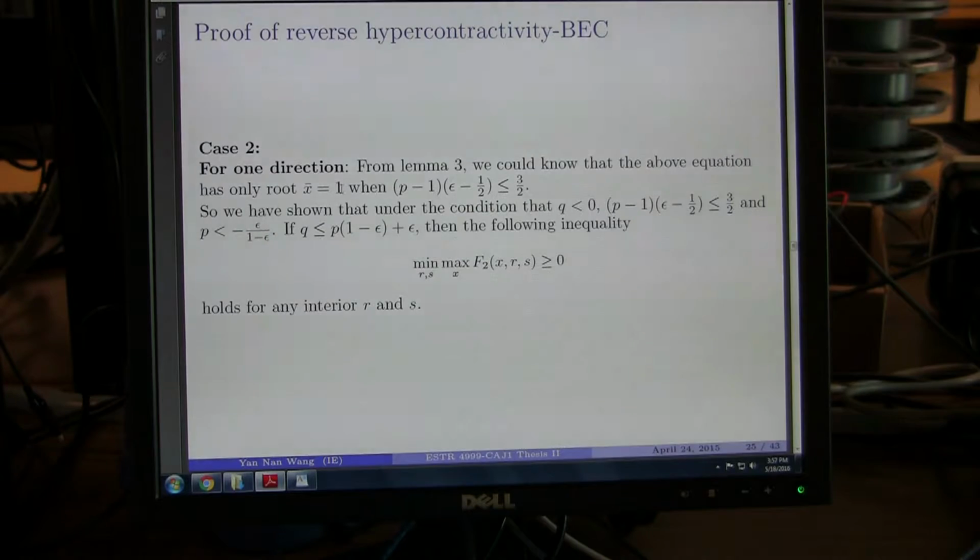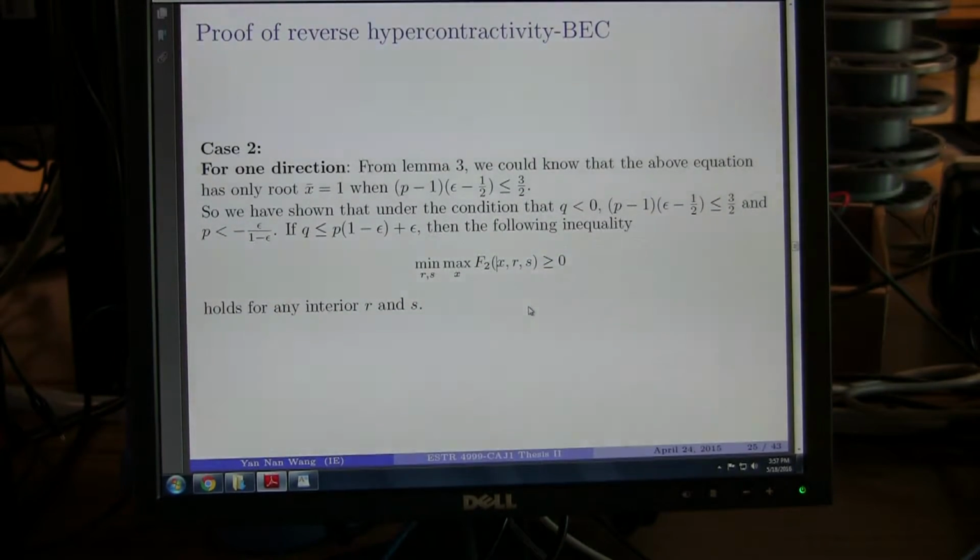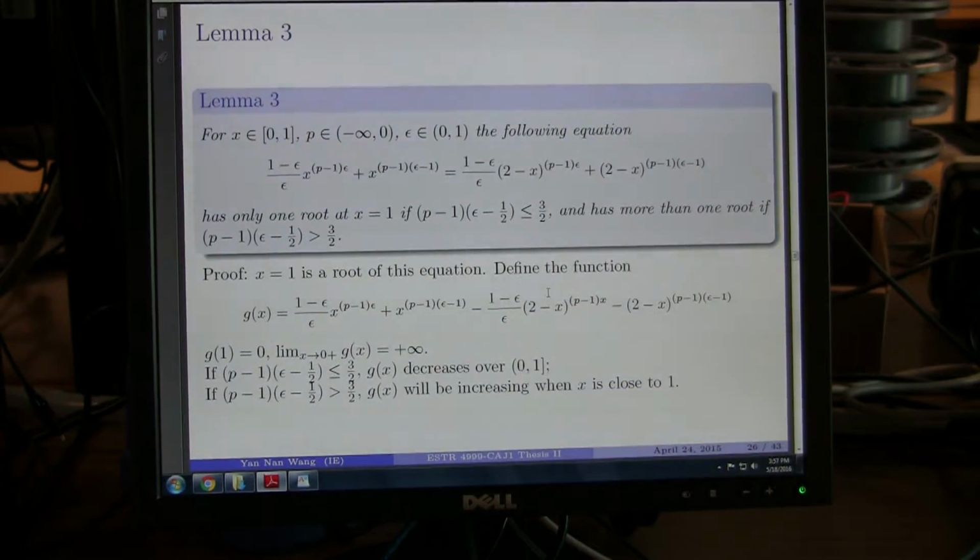This is because the root x equals 1 corresponds to the trivial solution when r_xy equals p_xy. And in this case, f2 will be equal to 0 exactly. And this is the only stationary point in the whole interior region. This is the proof for Lemma 3. It's also very simple. We just prove it by taking derivatives.